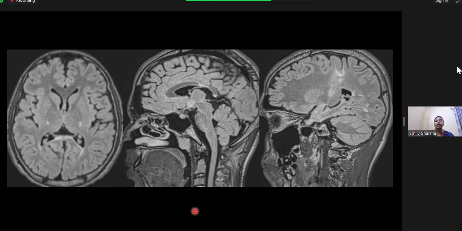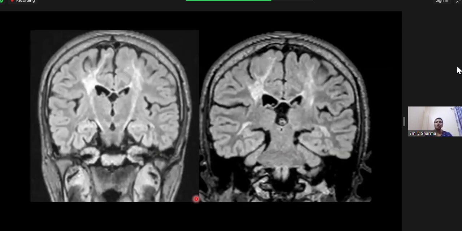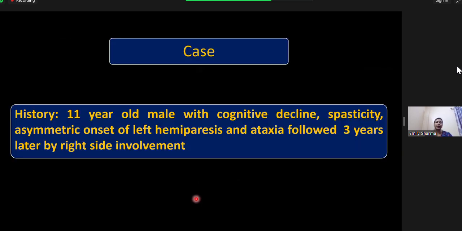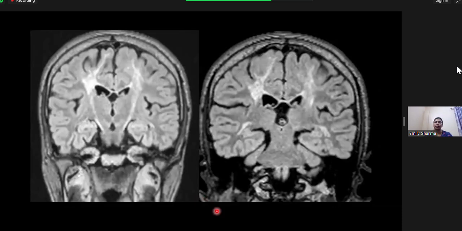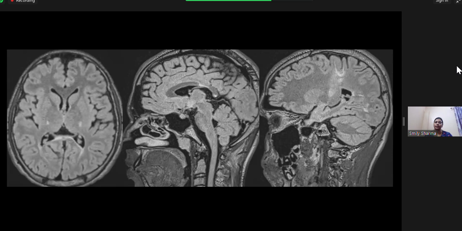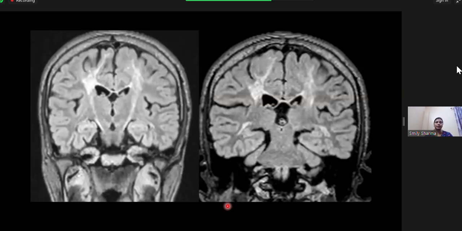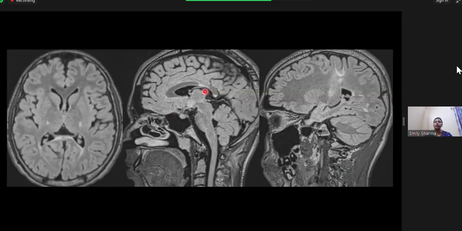So in ALS, do we commonly see splenial involvement? And what is the age of ALS? We are seeing an 11-year-old child with cognitive decline, and we are seeing involvement of the corticospinal tract. So corticospinal tract, along with splenium involvement and thinning of the corpus callosum. So what we see in ALS is this picture. However, we do not commonly see involvement of the splenium of the corpus callosum.